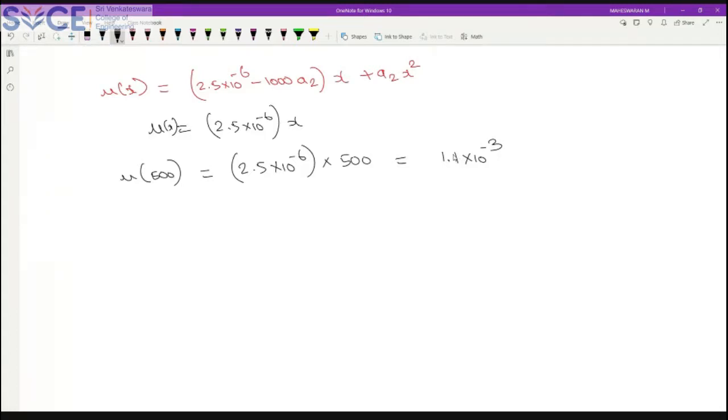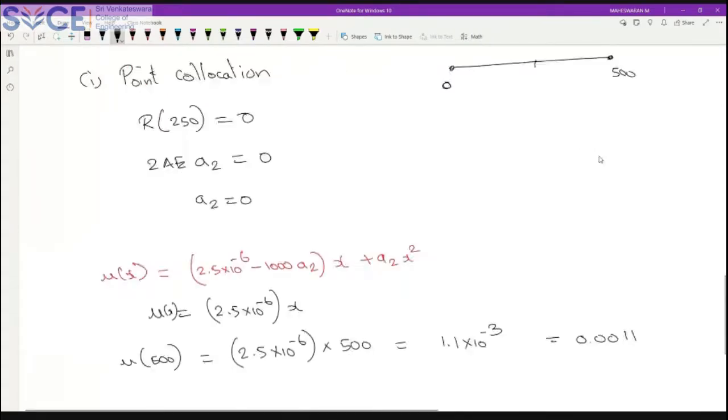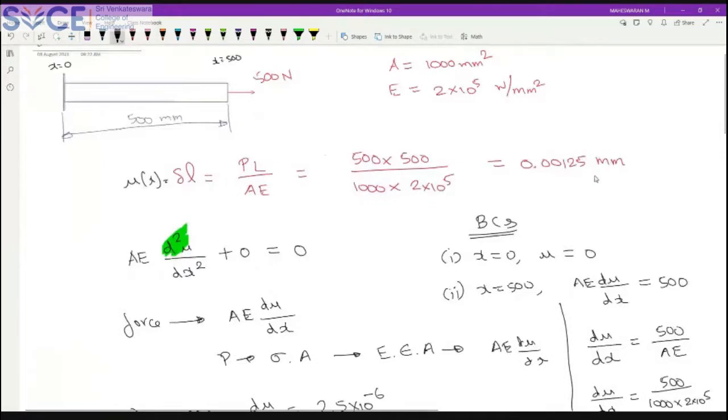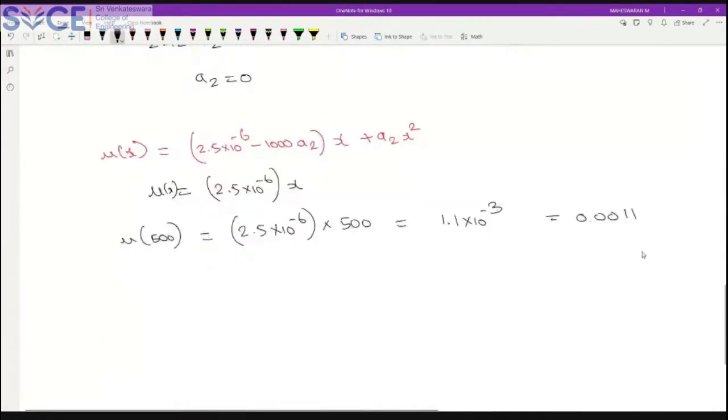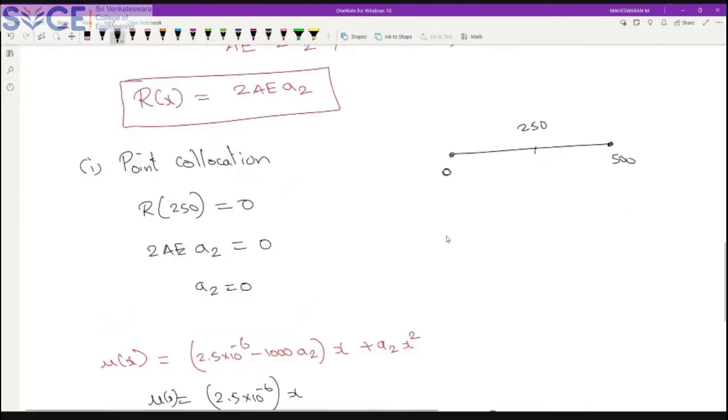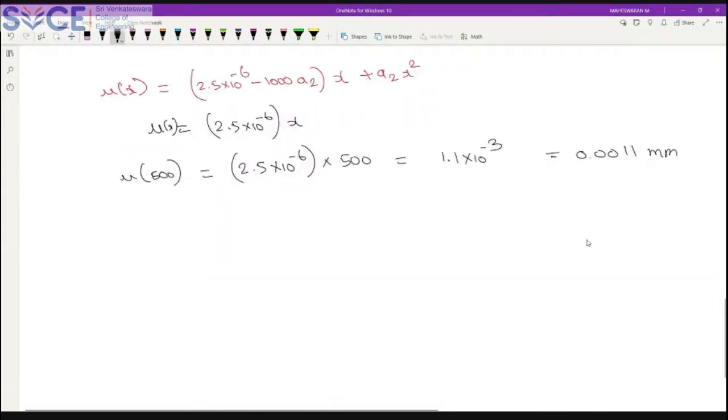You can see that there is a little bit of error here. What I achieve here is 0.0011, whereas the real solution is 0.00125. A small error is here. This is what point collocation is. It is an approximate method. Let me proceed with the same for the other methods also.